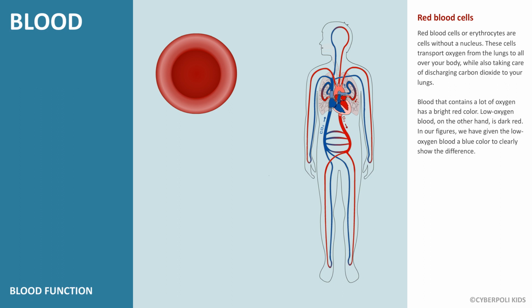Blood that contains a lot of oxygen has a bright red color. Low oxygen blood, on the other hand, is dark red. In our figures, we have given the low oxygen blood a blue color to clearly show the difference.